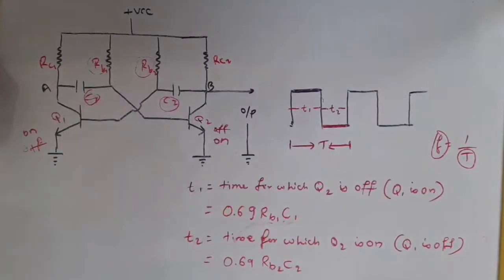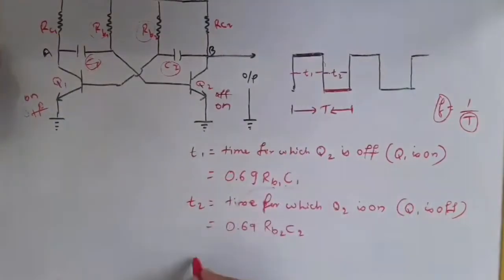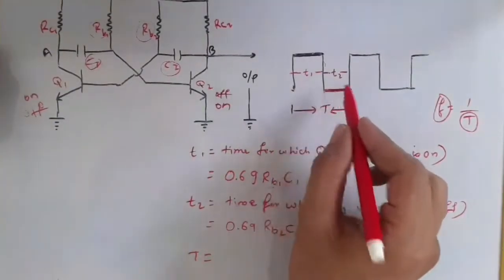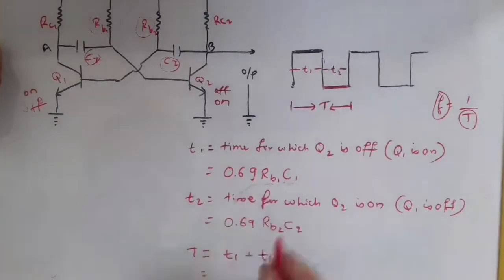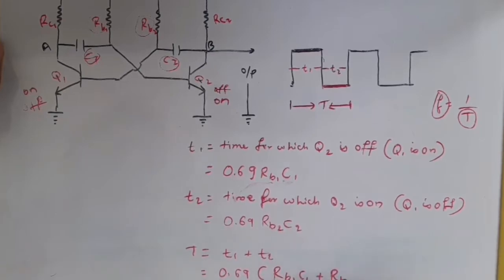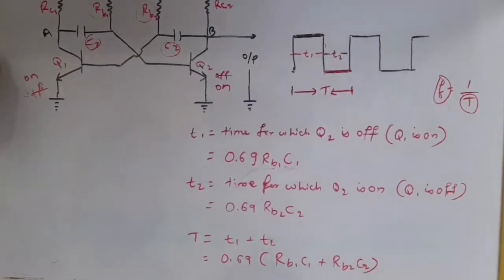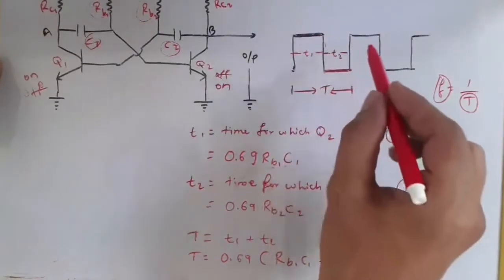Okay, so after this you can write the total time. Total time capital T equals t1 plus t2. So just substitute this value: I will take 0.69 common, and inside the bracket I can write RB1 C1 plus RB2 C2. I just wrote this directly. So this is the time for which one wave takes, the one wave duration.